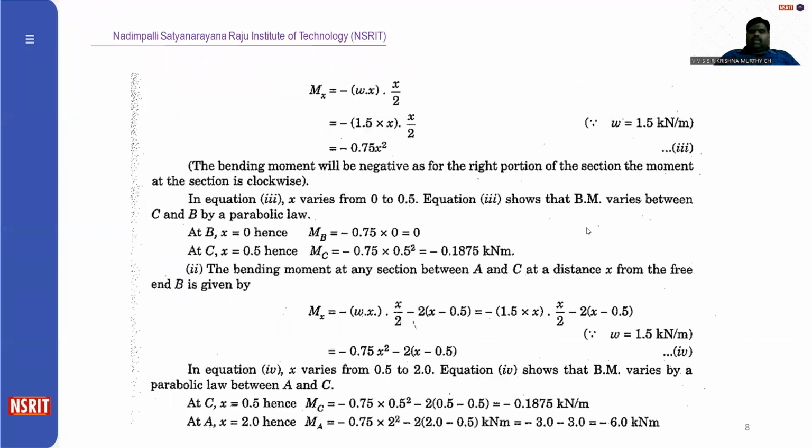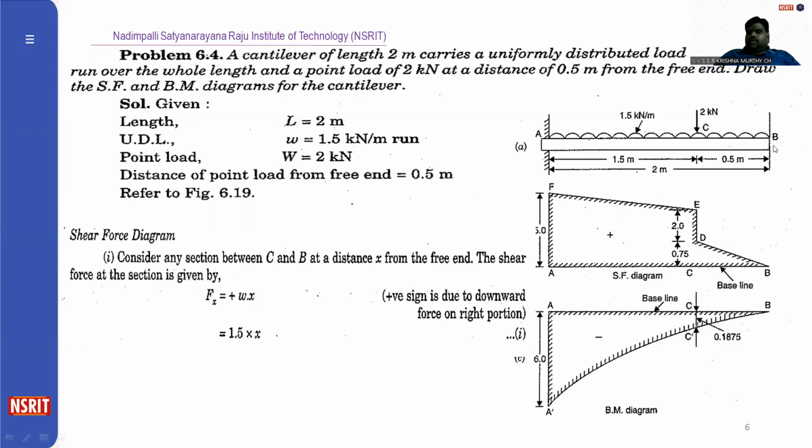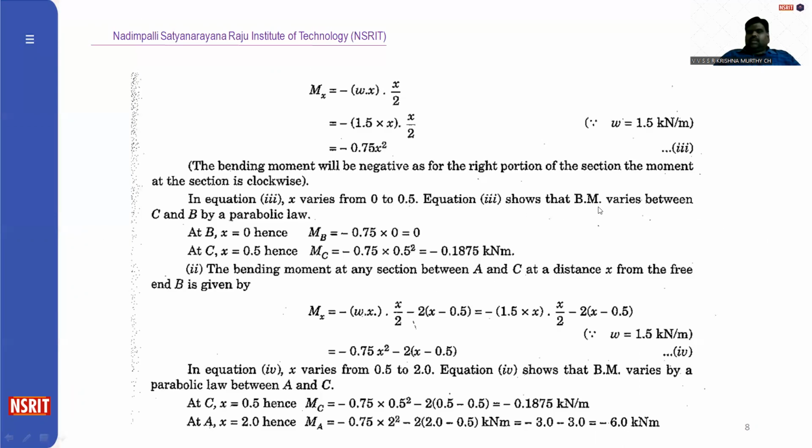Next, the BMD. The bending moment will be the load into x by 2, so minus 1.5 into x into x by 2. The bending moment at point B is always 0. At this particular point, 0. And at particular C, this is the force into the perpendicular distance, so that is 0.75 into 0.5 squared. That is 0.1875 minus. And at a particular distance x, this is the value.